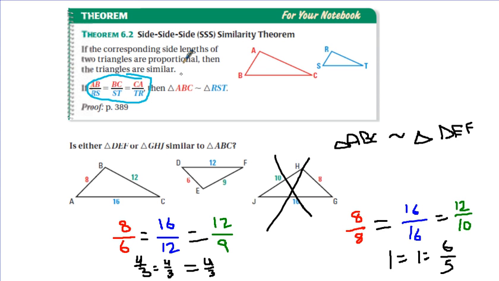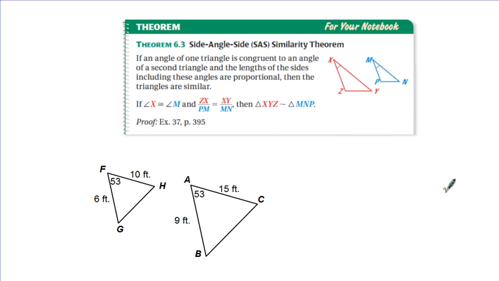You can say that because side, side, side does not allow it. We do not have three proportions that are good to each other. So that's side, side, side. And you could probably guess what the next one we're going to talk about is. It was the second congruence shortcut we did. Now we're going to do the side, angle, side similarity theorem.